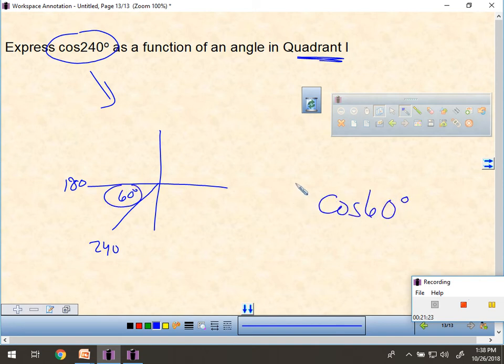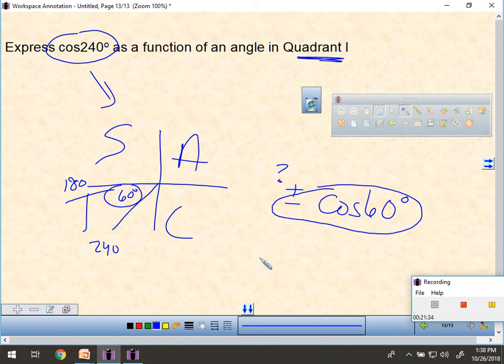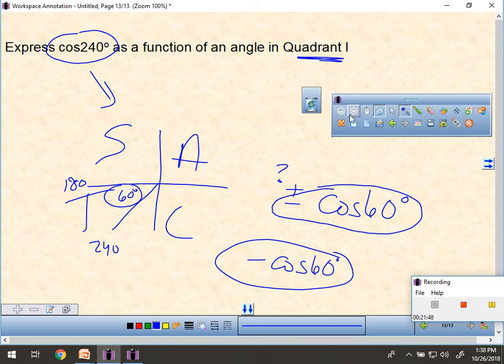But then the question is my answer positive or negative? Do a smart trig class. In quadrant 3, only tangent is positive, which means my answer needs to be negative. So my answer would be negative cosine of 60 degrees. And we had a quiz on that before we had fall break, and that was one of the problems that was on it. So that's the answer to that one, negative cosine of 60 degrees. And that would be the answer for that problem.